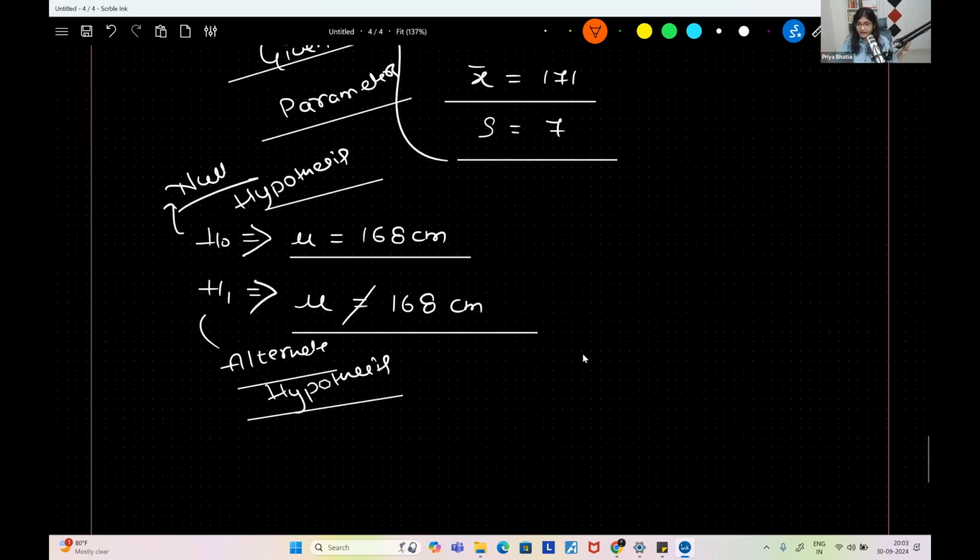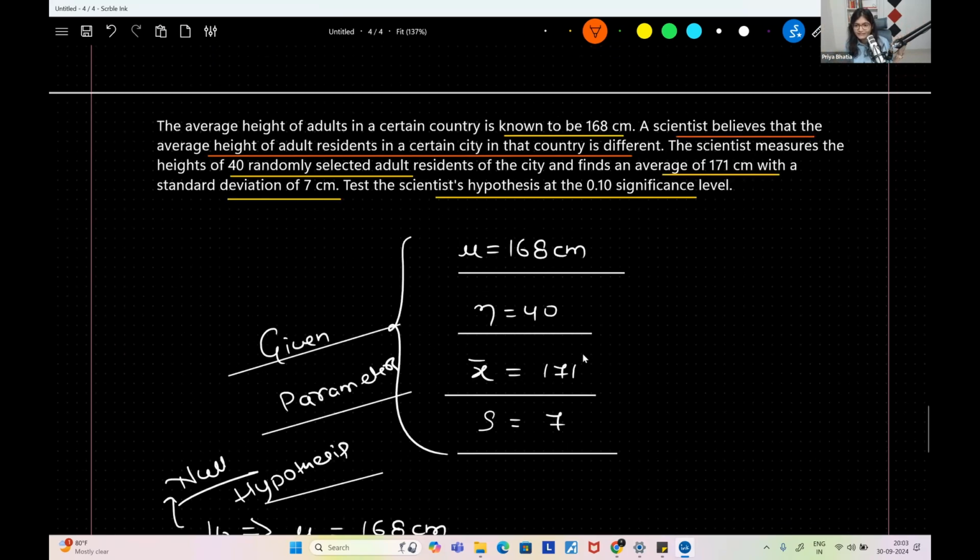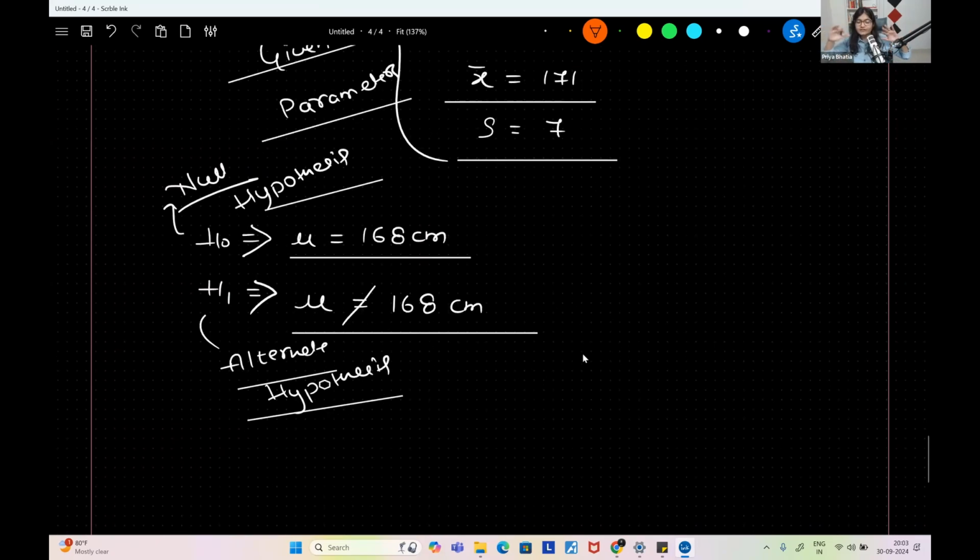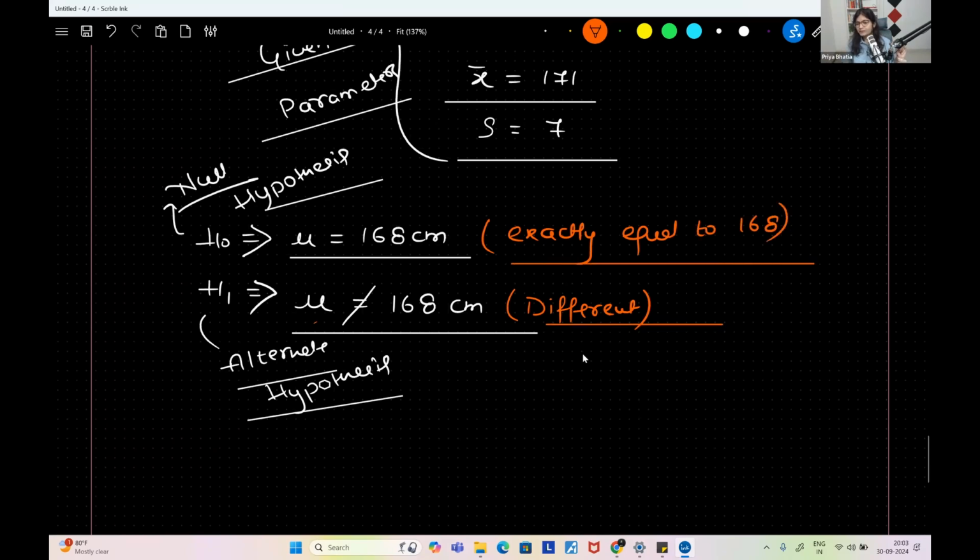It might be anything. They are talking about 171 for the 40 randomly selected points, but that is not for the population. They are saying that for the population it is different from 168. So the alternate will be that it is different, and the null will be that it is exactly equal to 168. Will that be fine? Is that okay for everyone? Shall we proceed ahead?